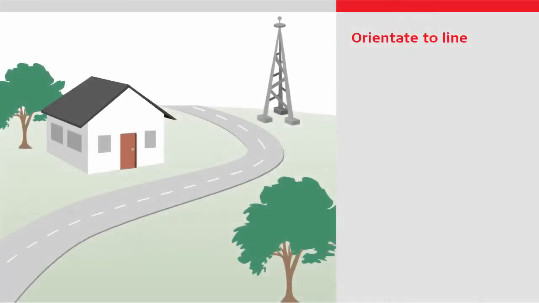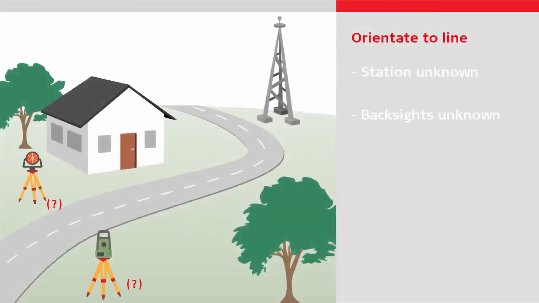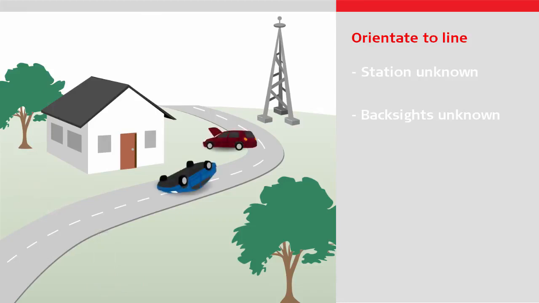The Orientate to Line method allows the total station to be located anywhere, and also the backsite points are not known. But how can this be possible, and why would anyone want to use this method? Well, imagine if you need to measure a road traffic accident. In this case, it is simply needed to measure the cars and street furniture relative to each other. It could be really useful to orientate everything relative to the edge of the road, for example.